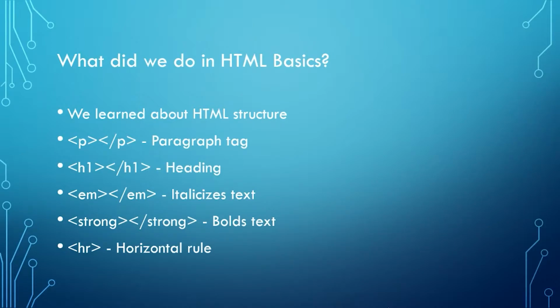We used the paragraph tag, we used the heading tag. Remember, heading tag goes from H1 to H6. And then we used the EM tag to italicize our text. We used a strong tag to bold it. And in the HR, we created a line using a horizontal rule.